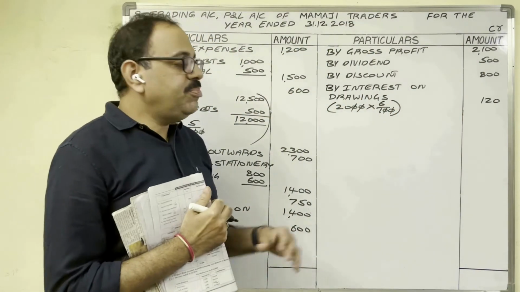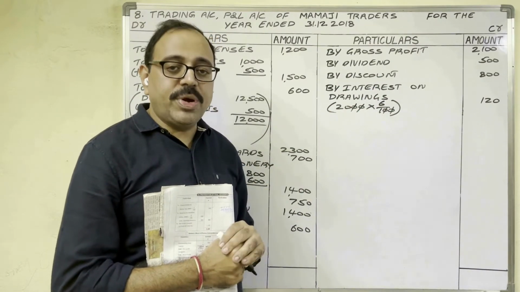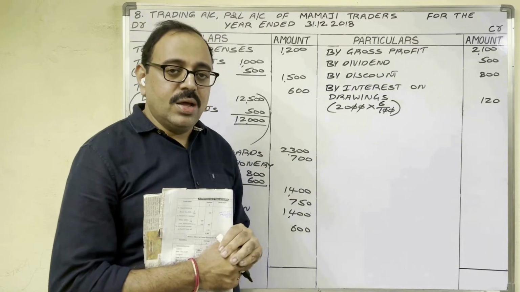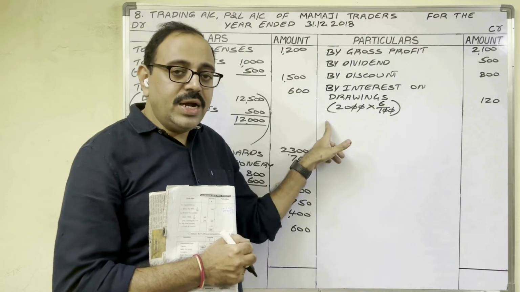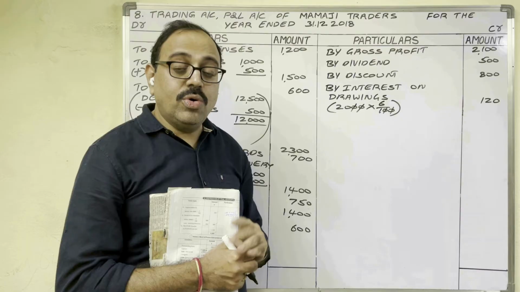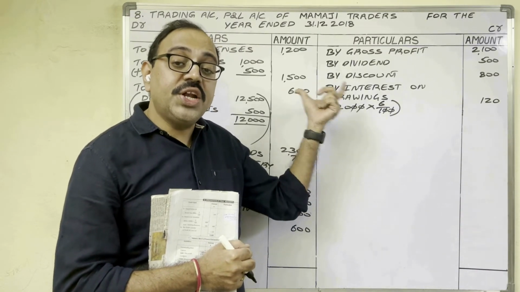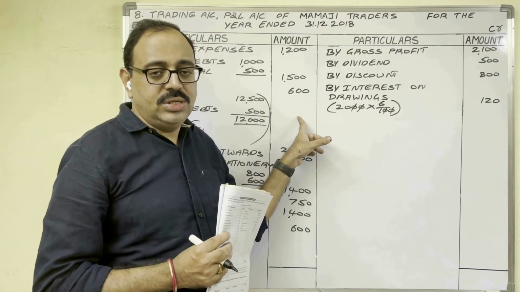So what is the reason behind providing interest on drawings? To discourage drawings by the owner. If this 2000 is not withdrawn by the owner, if this 2000 is invested somewhere, on that firm would have received 120 rupees interest. Owner should know about this. That is why sometimes firm provides interest on drawings. All amounts were taken in profit and loss account.